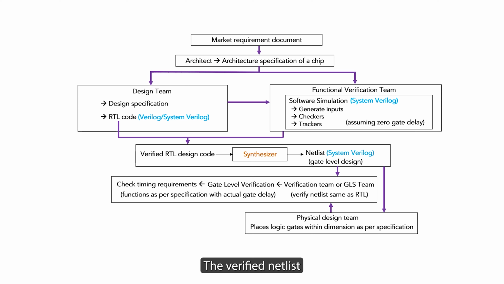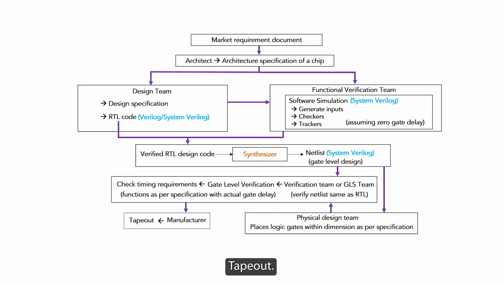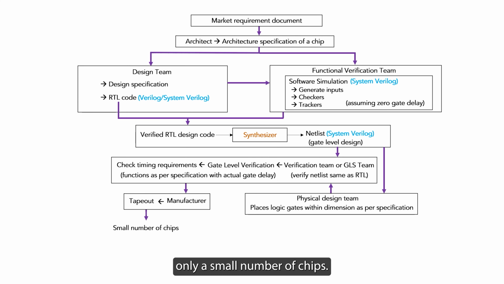The verified netlist is sent to the chip manufacturer who fabricates the netlist to create chips. The process of sending the netlist to the manufacturer is called tape-out. This process is called tape-out as the netlist was sent to the manufacturer in magnetic tapes during the early days of chip development. Initially, the manufacturer manufactures only a small number of chips.